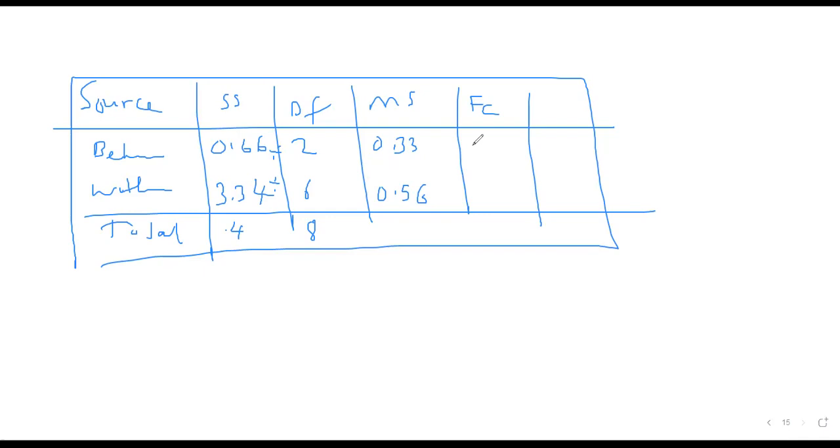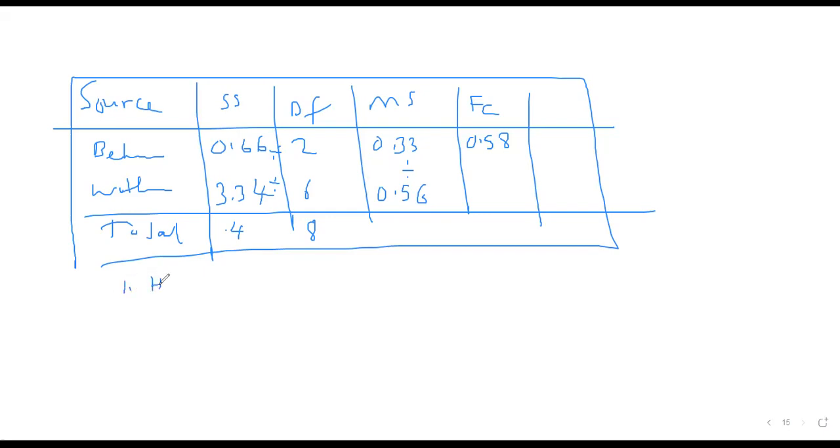We would divide the between mean square by the within mean square, 0.33 divided by 0.56. What do we get? 0.58. Okay, then we can conduct a hypothesis test.